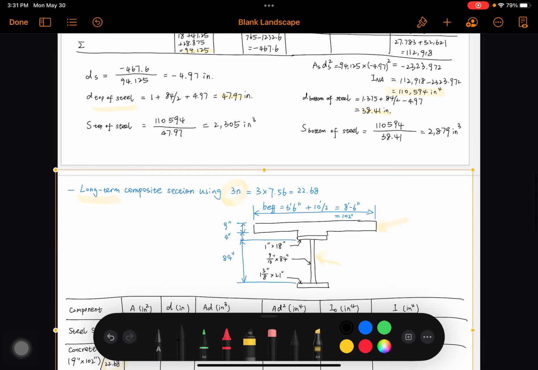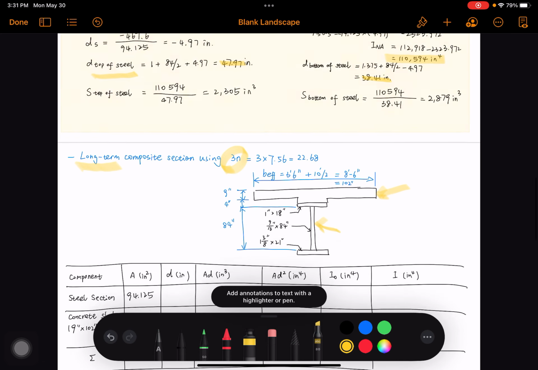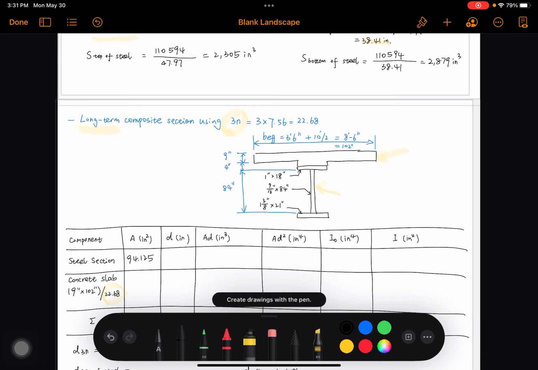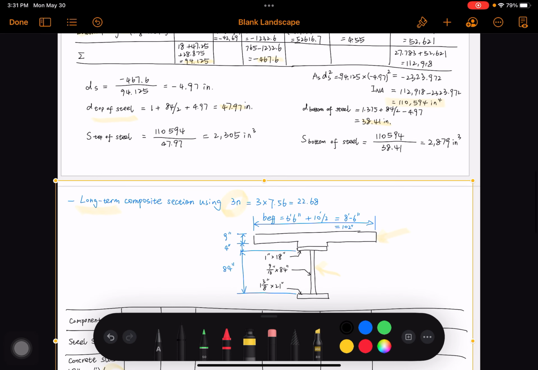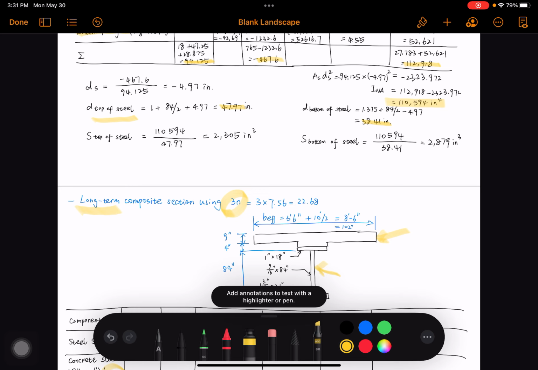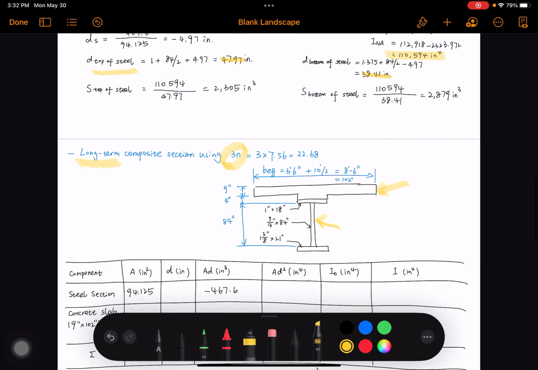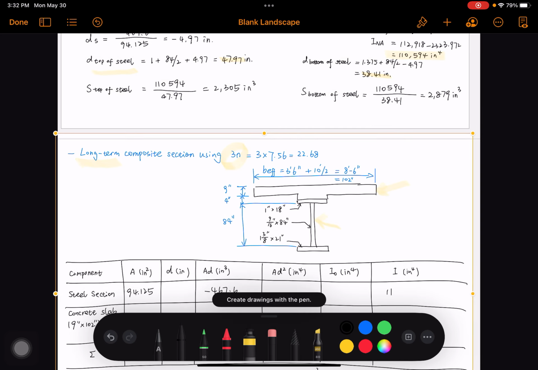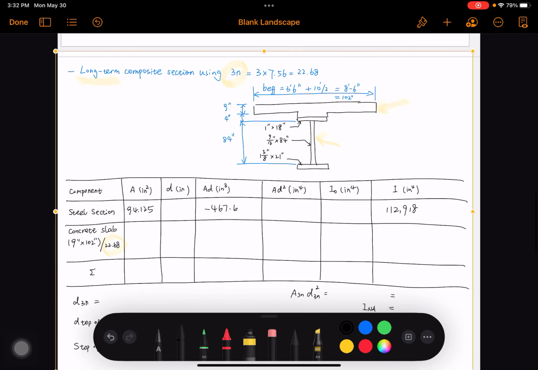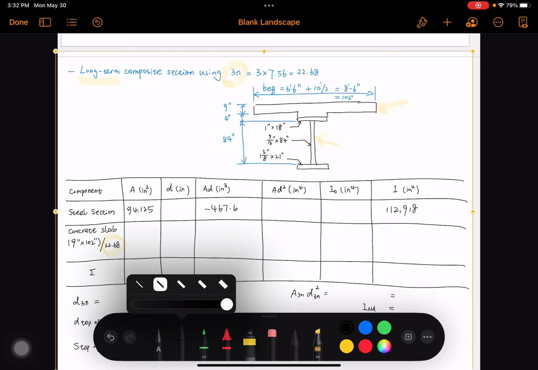And then AD here is negative 467.6, so we just move it here, negative 467.6. In the I, it's 112.918. Again, copy here, 112.918. Now come to the concrete slab.